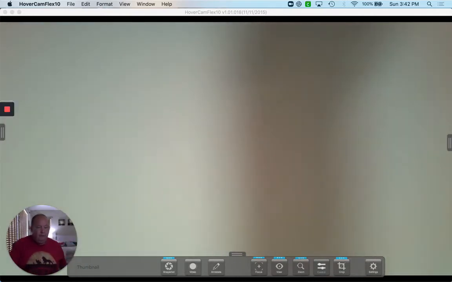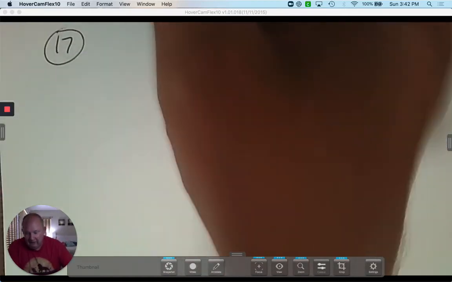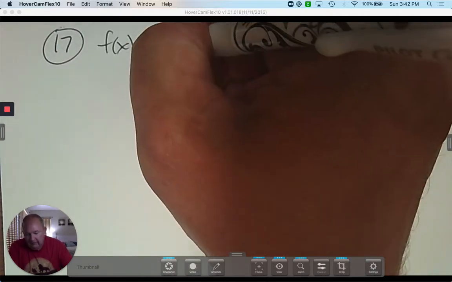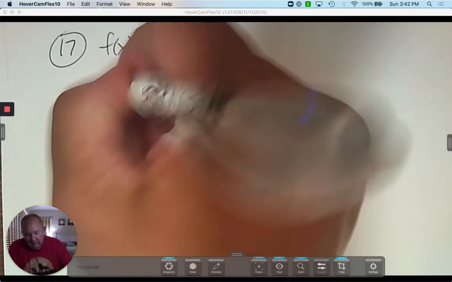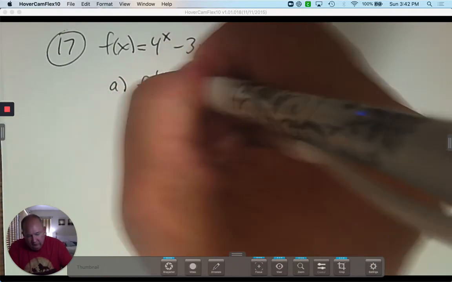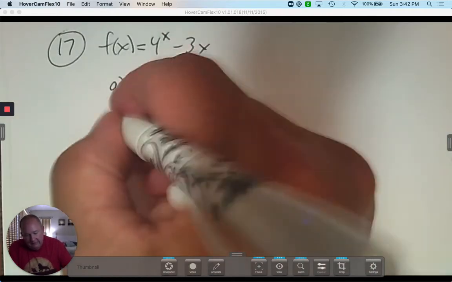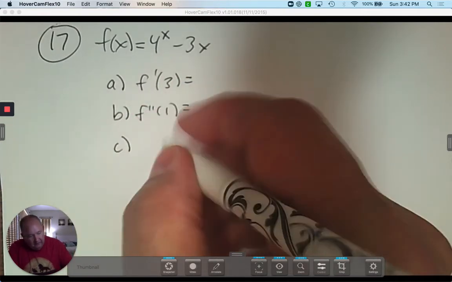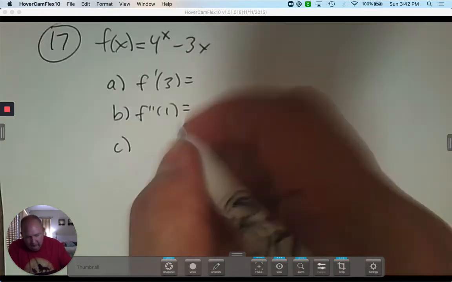Number 17 requires a calculator, so I'm going to do that right now. This one is easy on our calculator, so we're going to make it easy. So the function is 4 to the x, subtract 3x. And the question is to find these certain things. So the derivative at 3, the second derivative at 1, and to graph the derivative, or have a sketch of it. And I'm just going to sketch it here on the side.